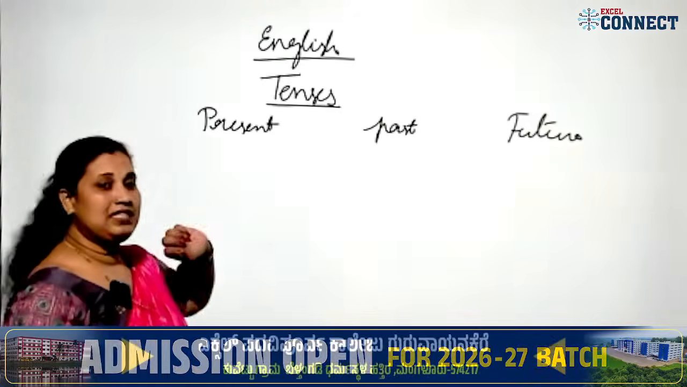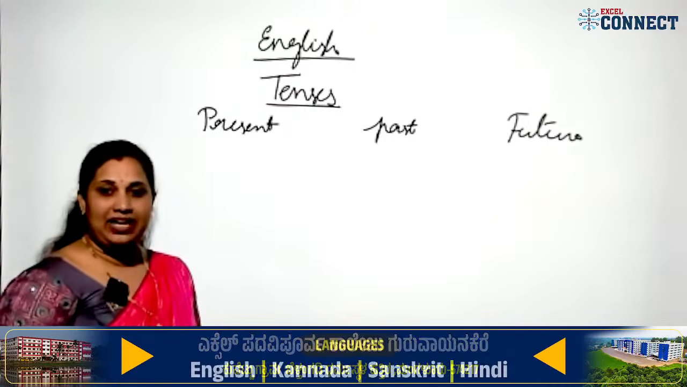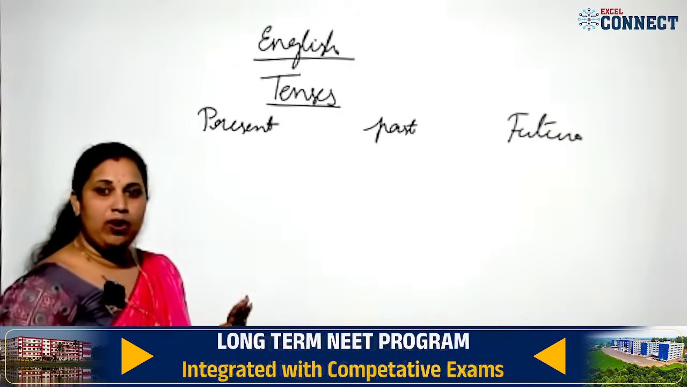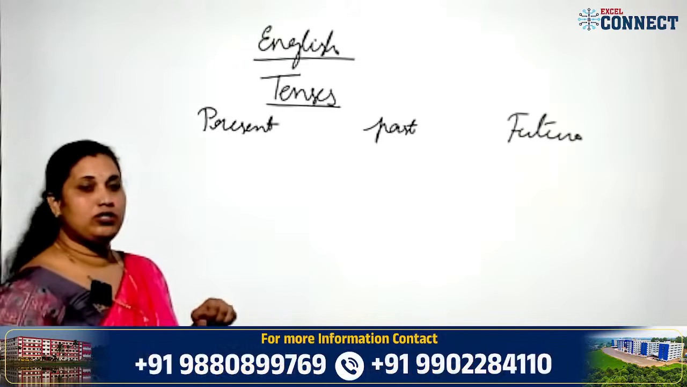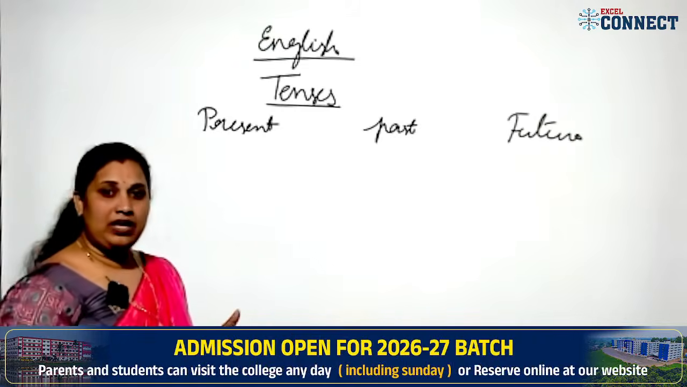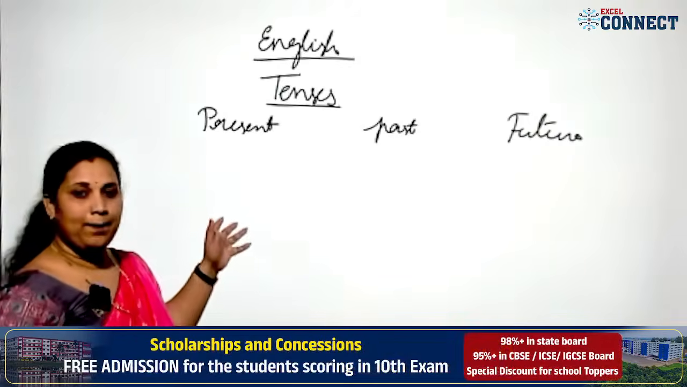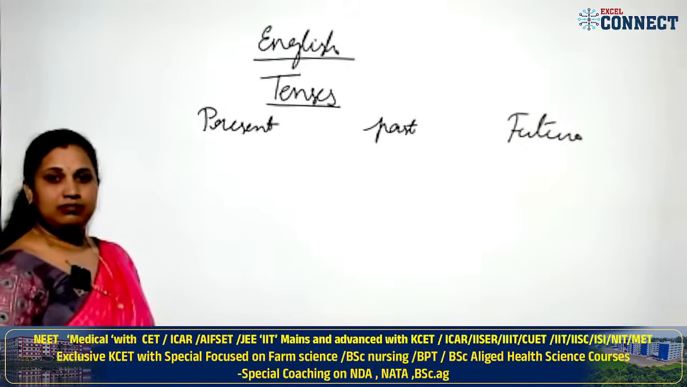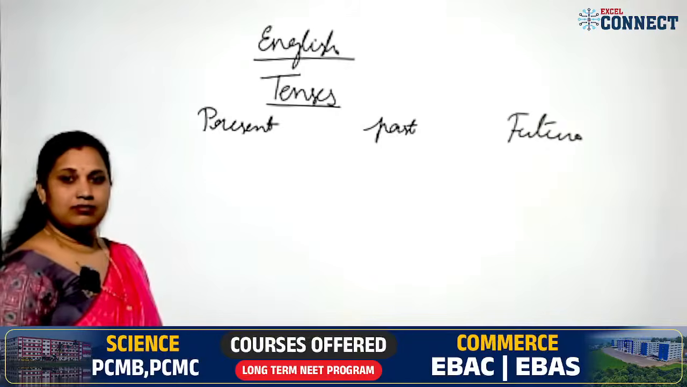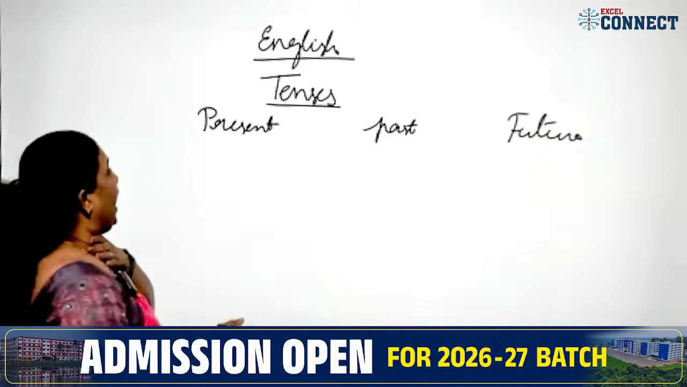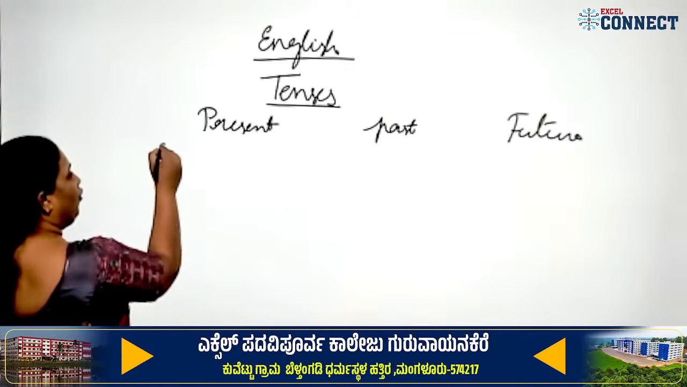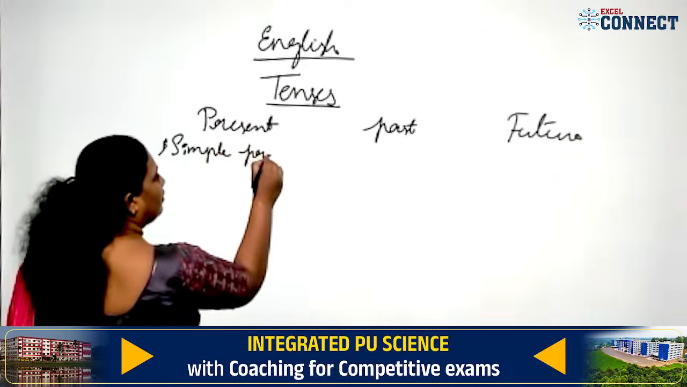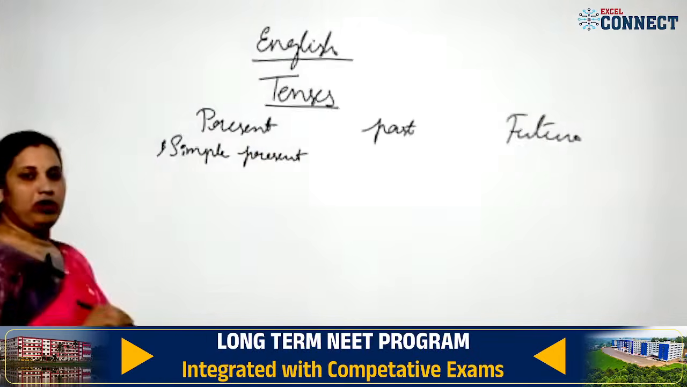The present tense means whatever the action is going on right now. And this present tense is also divided into 4 types. Do you know about it? If anybody knew about it, you can comment. This present tense is divided into 4. The first one is simple present. Then what do you mean by simple present?